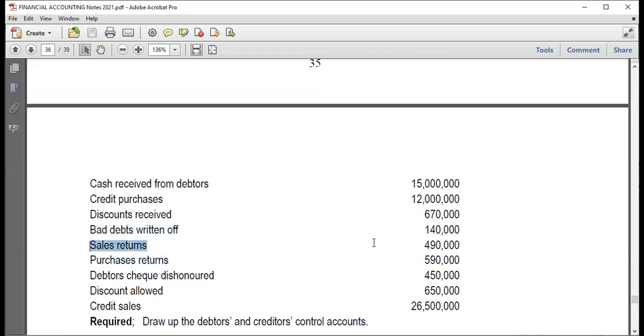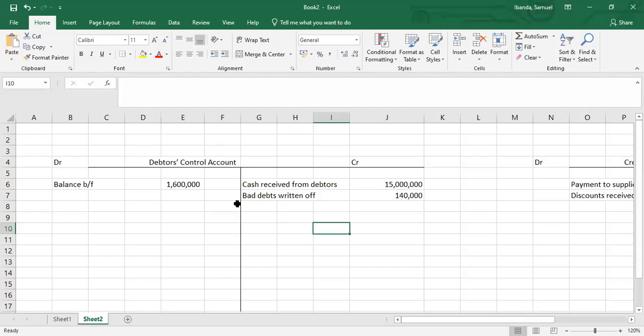Then I'll come to sales returns, okay? Now, sales returns, as you can see, relates to debtors, the debtors control account. Sales returns means that we sold to customers and customers have returned. Sales returns are like returns inwards. Now, returns inwards reduce our debtors. They reduce our debtors balance. Basically, we're not going to receive money from things that they have returned, okay? So those should actually be credited in this account, the sales returns.